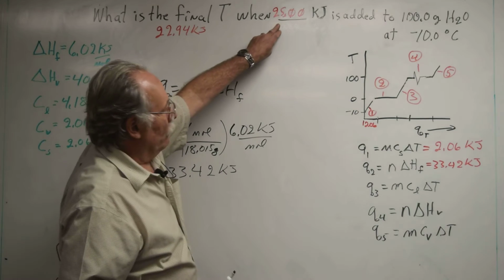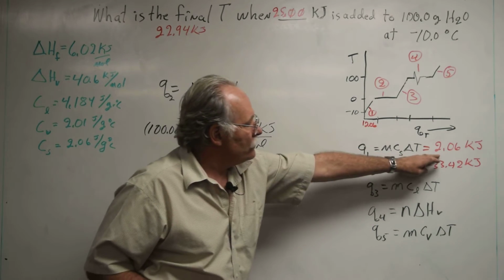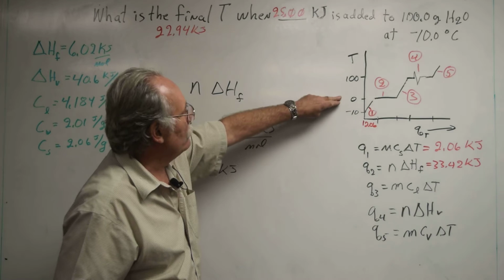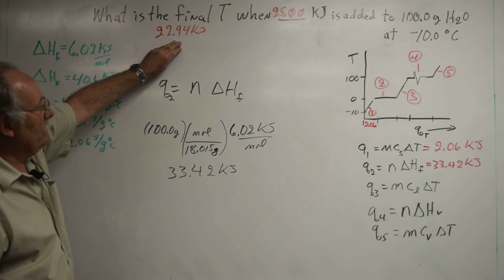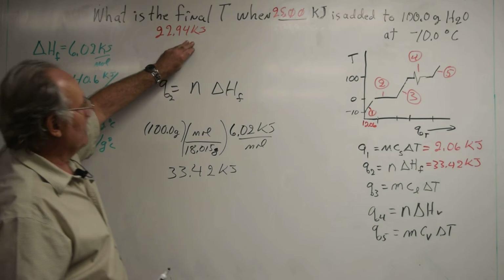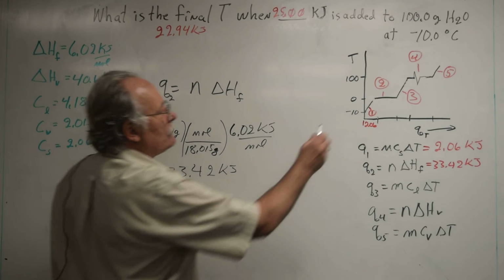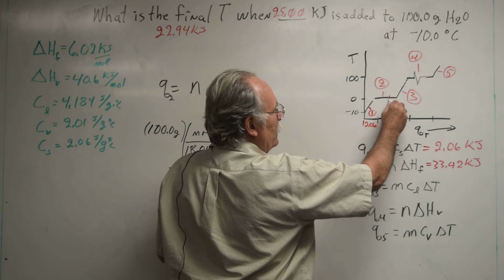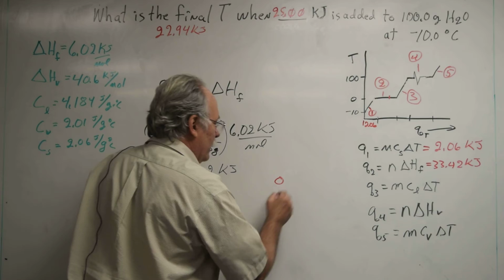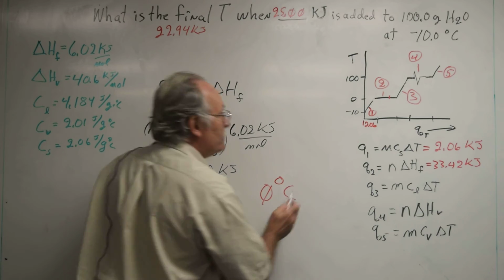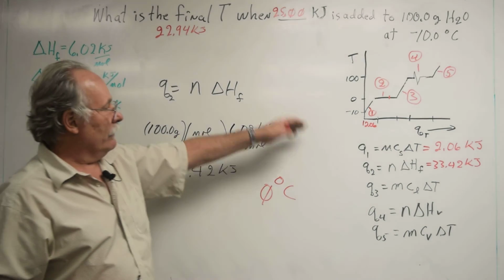I started with 25. 2.06 was used to bring it to the melting point. I only had 22.94 kilojoules left. So I'm somewhere in this two-phase region here. And so the final temperature is 0 degrees Celsius, and I have a mixture of ice and water.